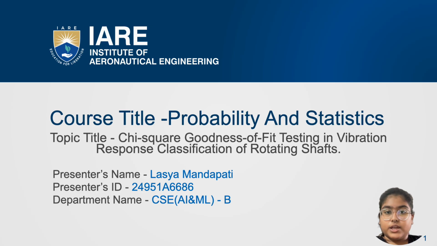24951A6686, and today I'll be presenting my project titled Chi Square Goodness of Fit Testing in Vibration Response Classification of Rotating Shafts. This project is a part of my complex engineering problem under the Department of CSC AI and ML. The main focus of this work is to use a statistical approach, the chi square test, to analyze vibration data from rotating shafts and classify whether the machine is running normally or if there's a fault such as imbalance or misalignment.